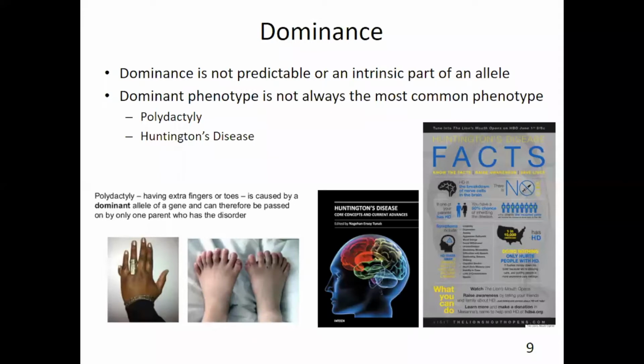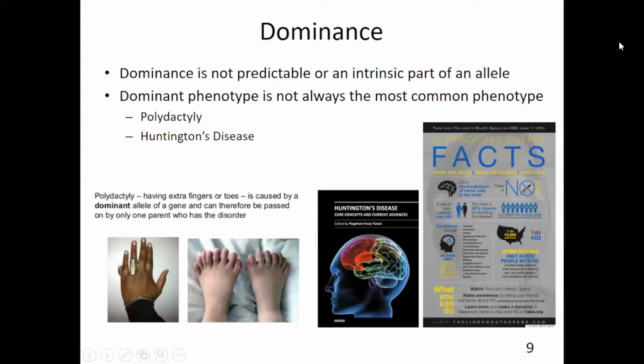Before we continue, I want to emphasize that even if an allele for a given trait is the dominant allele, that doesn't necessarily mean it will be the dominant phenotype of the population. For example, in humans, we can look at 2 different traits: polydactyly, which is having extra fingers or extra toes, and Huntington's disease, which is a neurodegenerative disease.